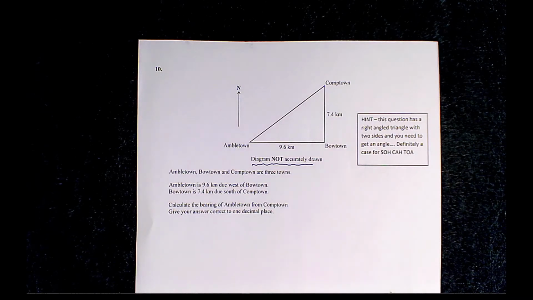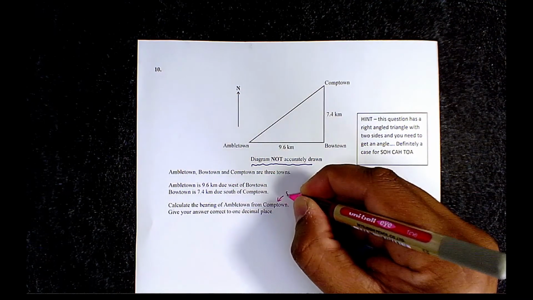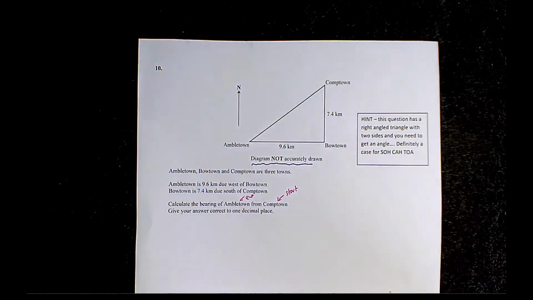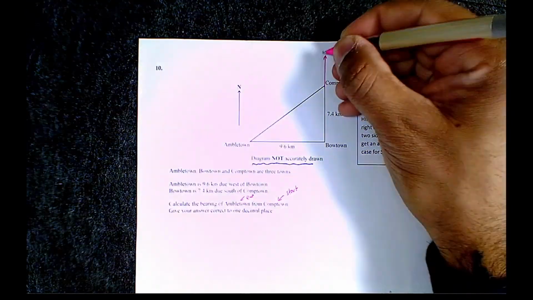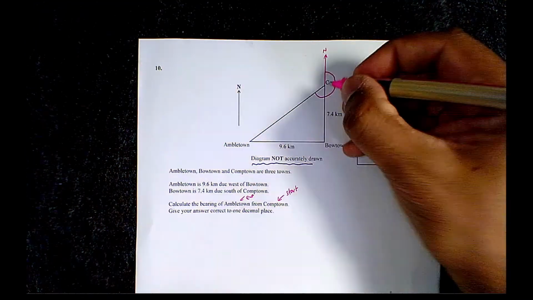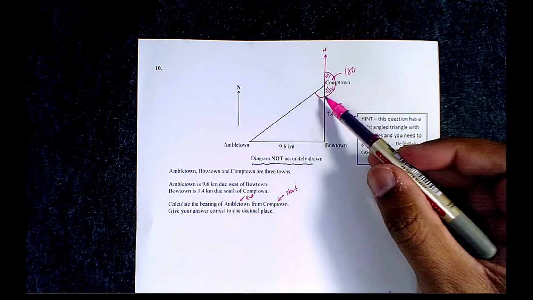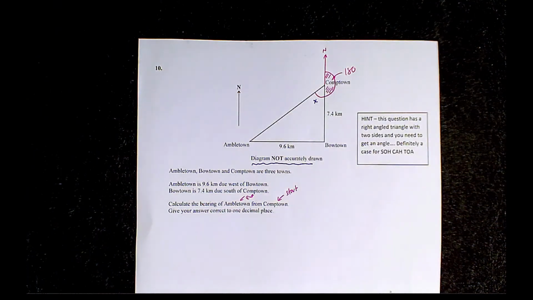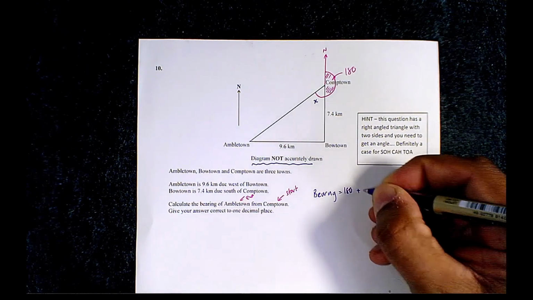So the first thing we need to establish is what on earth we are actually trying to find. So here Comptown is where we're starting at, and Ambletown is where we're ending at. So if I draw a north line from Comptown, the angle that I'm wanting is this angle here. Now I know that this part of the angle is 180, so what I need to do is to find out what this angle here is, which I'm just going to label X. So the bearing that I'm wanting to find is going to be 180 plus X.